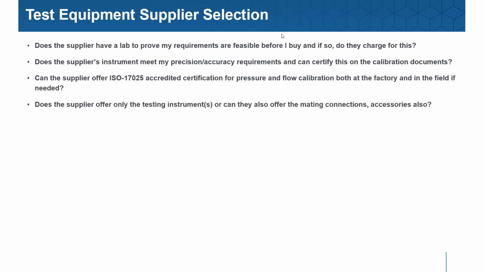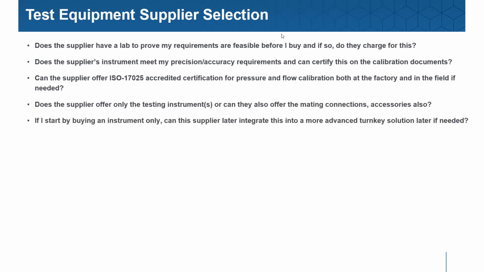Does the supplier offer just test instruments, or can they offer me some of the mating connections and accessories? If I begin and my volumes are low and I buy the instrument only, do I have the capability of going back to that manufacturer and saying, hey, can you guys build me a turnkey solution utilizing this instrument or a duplicate of this instrument if I need that higher throughput or I need that improved automation later on?